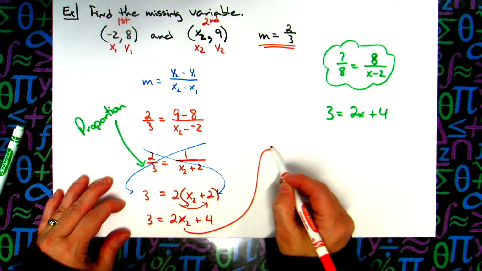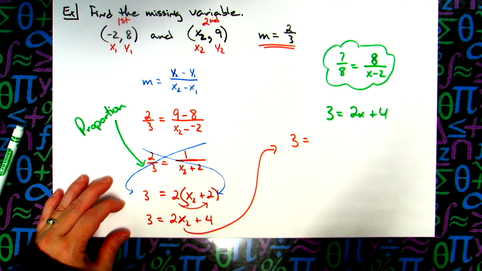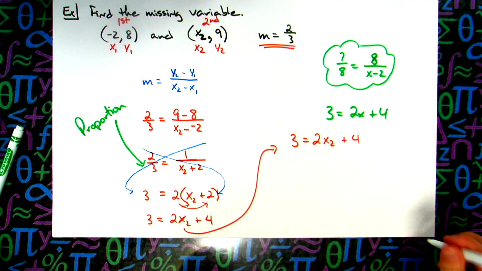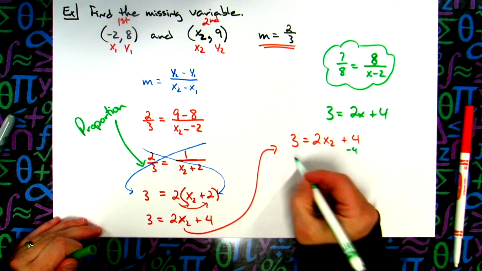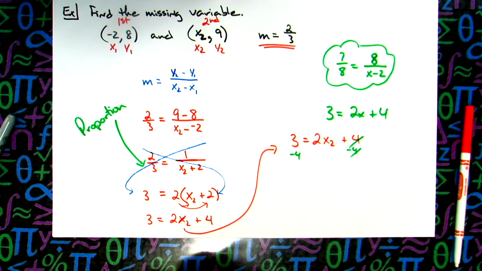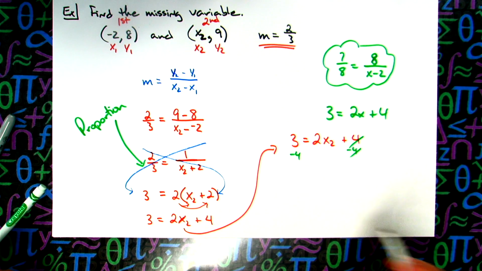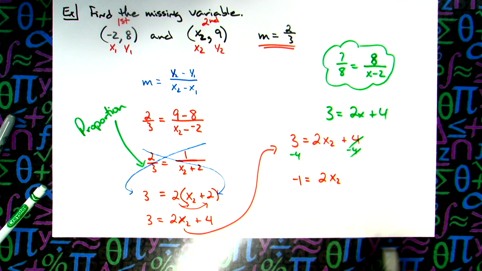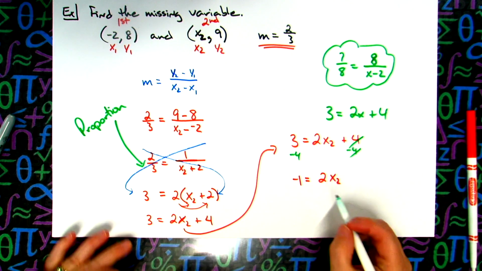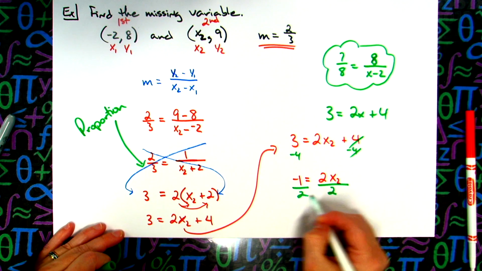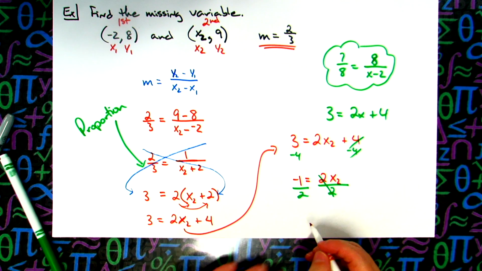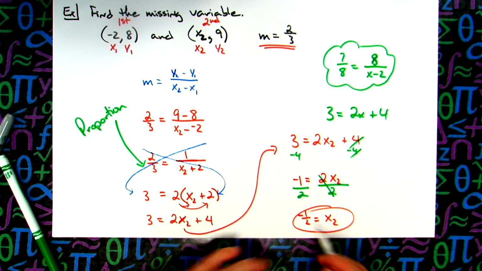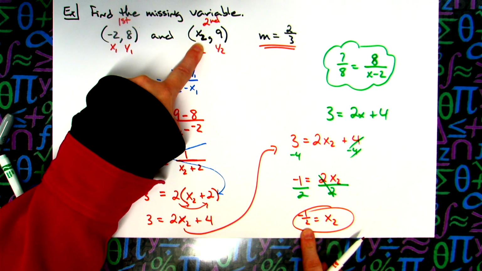I would do what to both sides? Someone said subtract 4. So I would subtract 4 from both sides. It's a two-step equation, so those would cross out. What's 3 minus 4? -1 equals 2x sub 2. How do you get rid of the coefficient in front of a variable? Divide both sides by 2. Which means -1/2 is equal to x sub 2. That's my missing number that goes right there, negative 1/2.